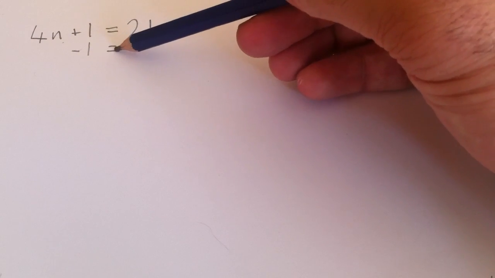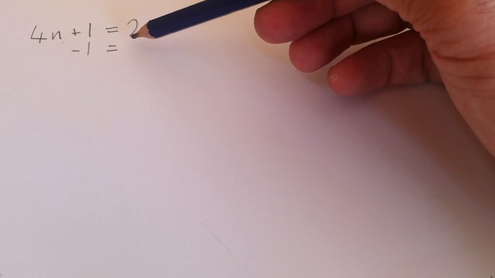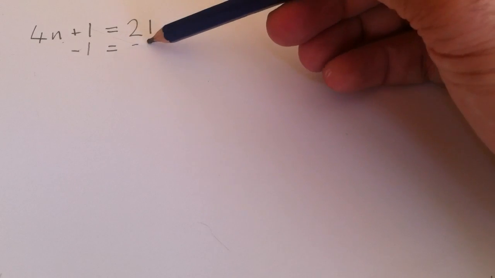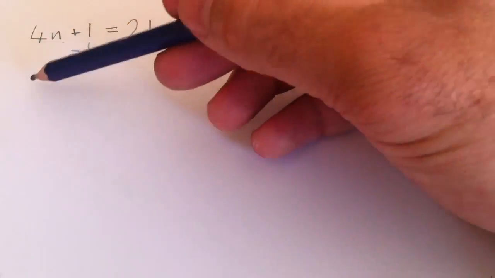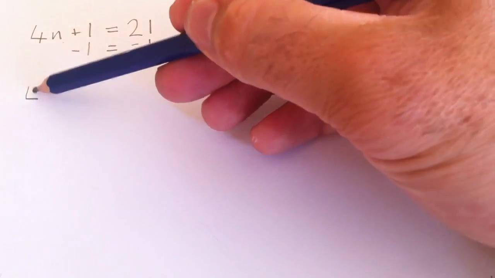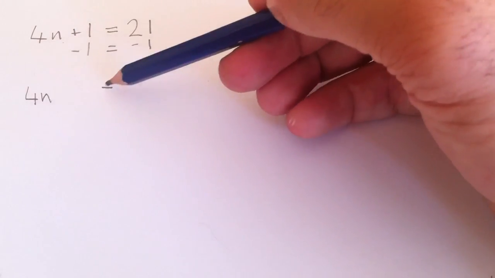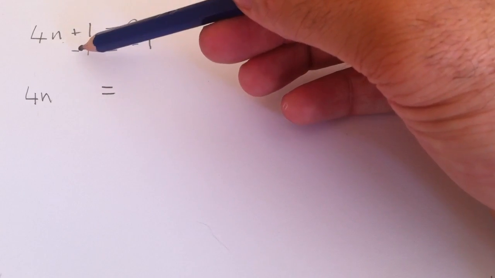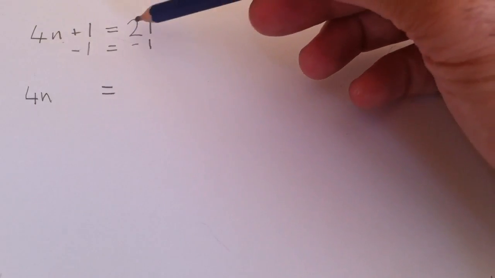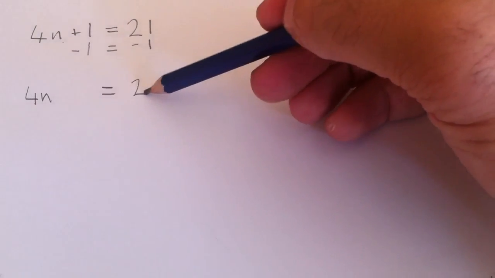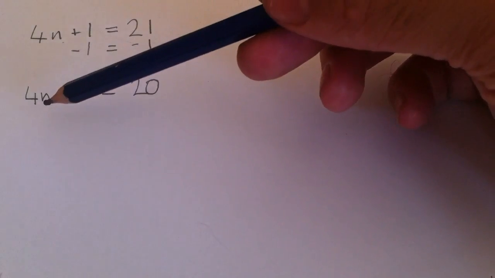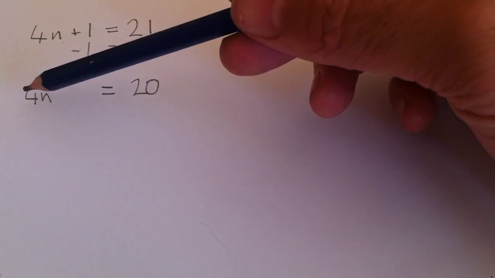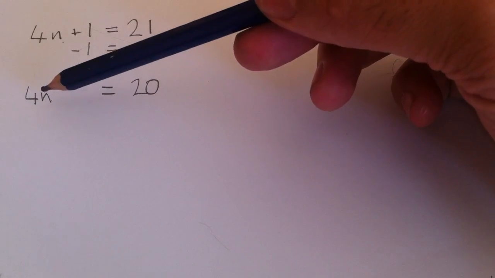But anything we've done to the left hand side of the equation we must do to the right hand side, so we must also take away 1 from this side as well. Now that will leave me with 4n equals, because the +1 and the -1 have cancelled each other out, but 21 take away 1 is 20. Now the only thing preventing me from solving n is this 4 times, because that's what 4n means, 4 times n.